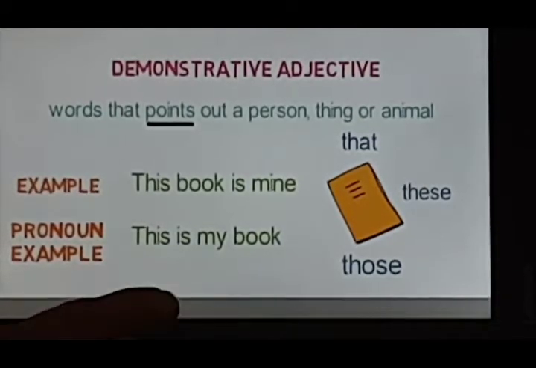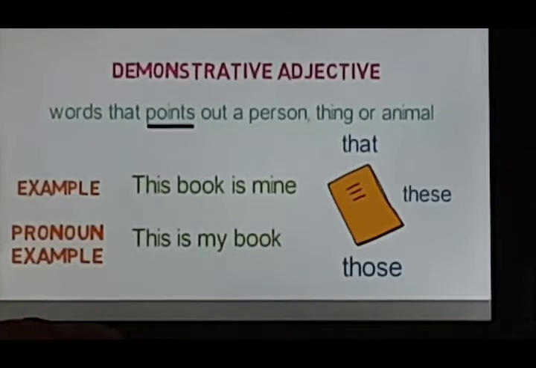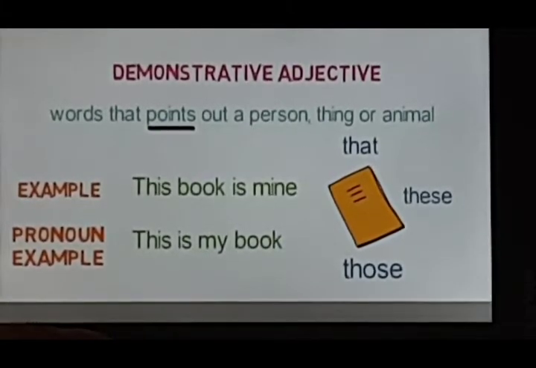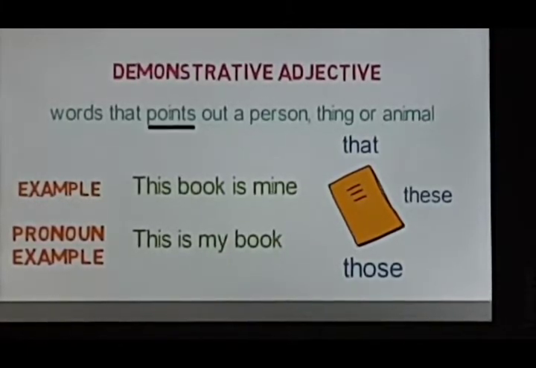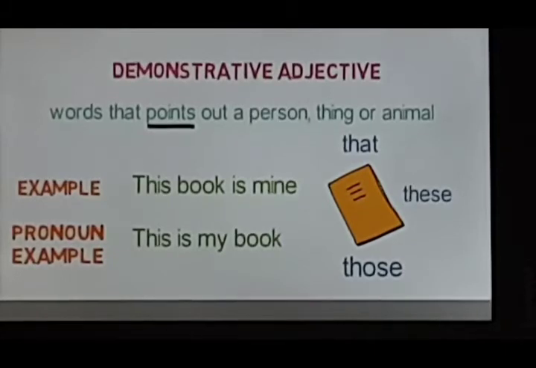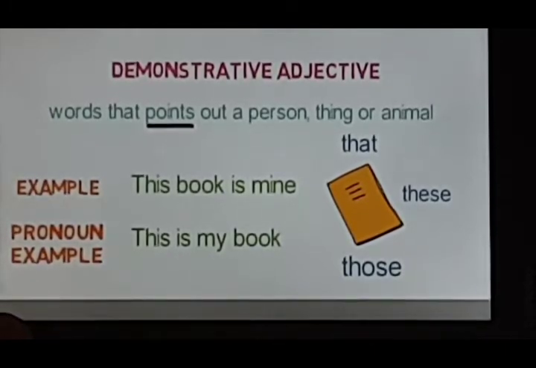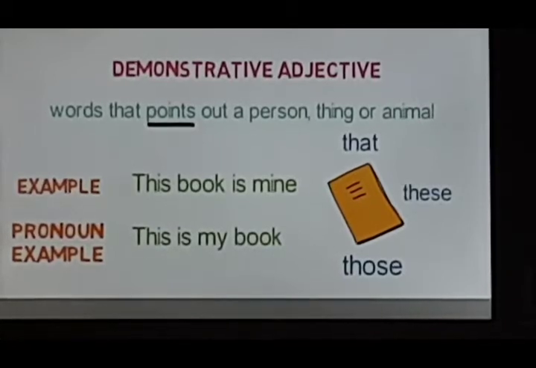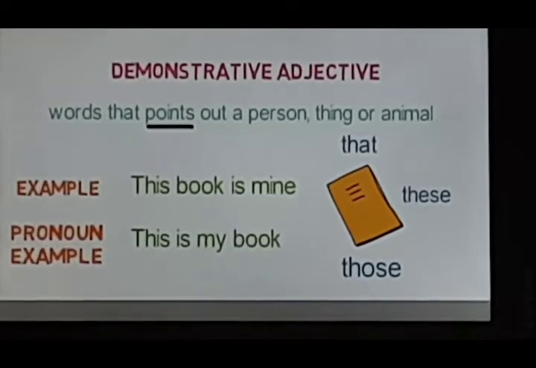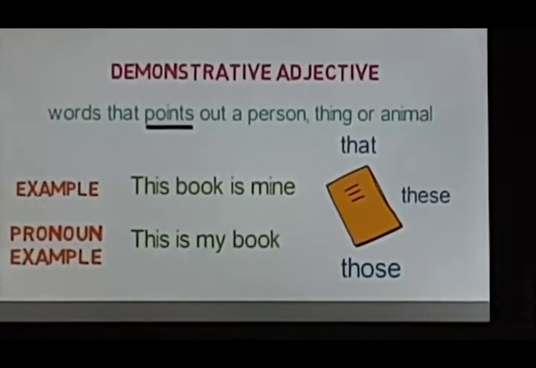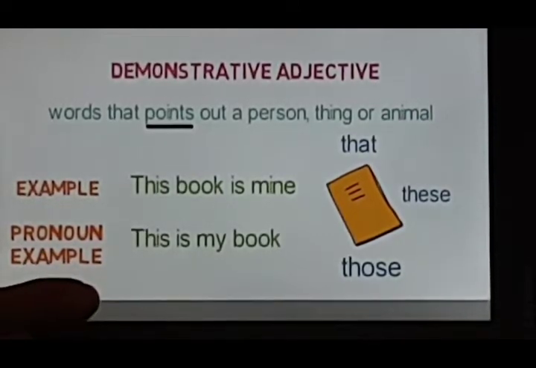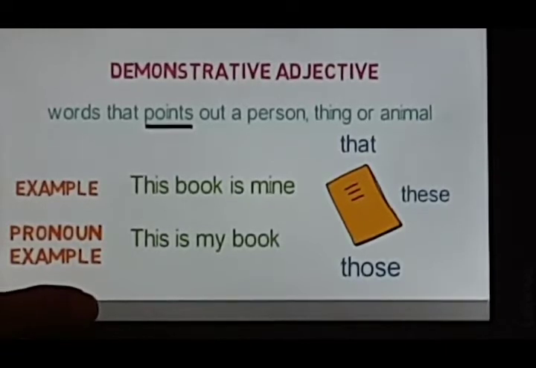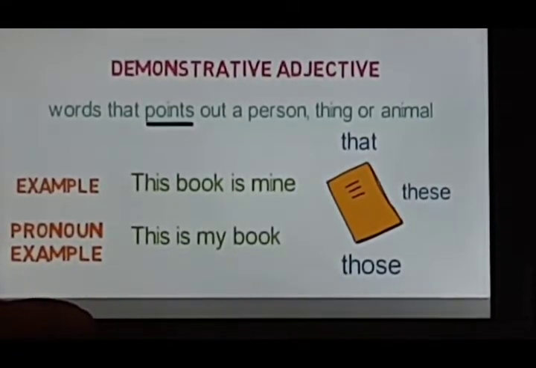See, this book, this word can be used as a demonstrative pronoun also. But what is the difference? How do you identify whether the word this is an adjective or a pronoun? What you have to remember: if the word this is modifying the noun for which it is being used, then that means it is an adjective. But if this is used as a pronoun, it can be a demonstrative pronoun.